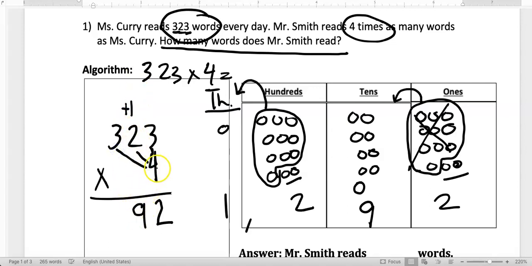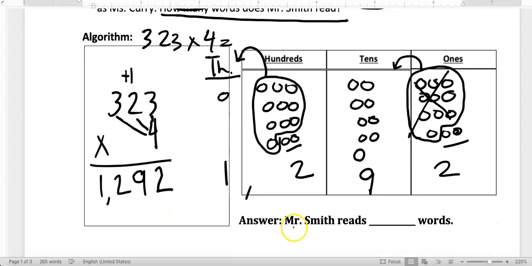multiplying in my hundreds. 4 times 3 is 12. I am simply going to write down 12 just like that, because even if I regrouped it over to this 1, it would just simply fall right down into the thousands place. Don't forget my comma separating my hundreds from my thousands. My answer would be 1,292. Complete sentence says, Mr. Smith reads 1,292 words.